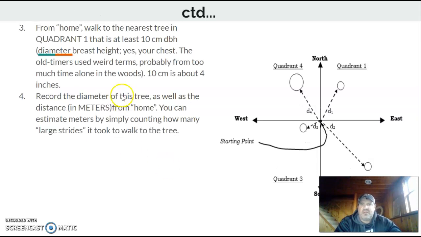Okay? And I did put on here "diameter breast height," which is a very weird term to me. I don't really get it. I think the old lumberjacks honestly spent way too much time alone in the woods or something. I have no idea. Anyway, you're going to record all this stuff. I'll just fly through this. You can read through it when we're done here, or you can watch the video and you don't have to read any of this.